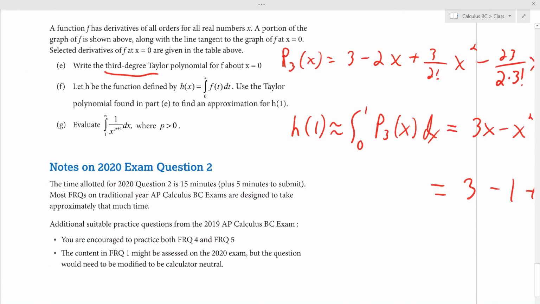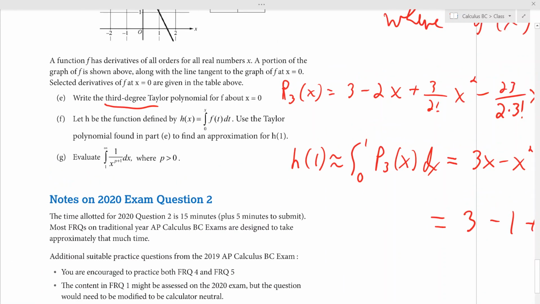And then the last one is evaluate this integral when p is greater than 0. So this has nothing to do with the rest of this question. But because p is greater than 0, p plus 1 could be something like 2, right? So think about this. This is technically the integral from 1 to infinity of x to the negative p plus 1 dx.